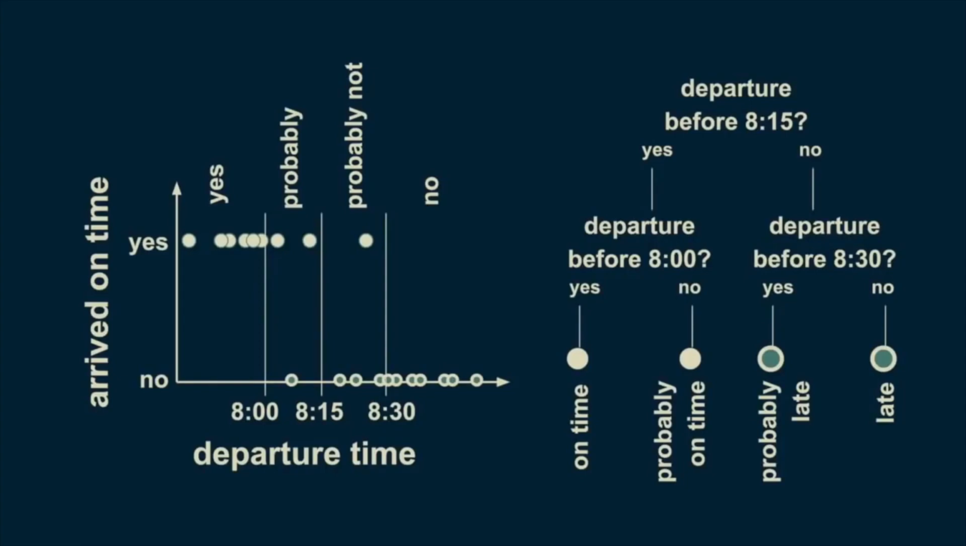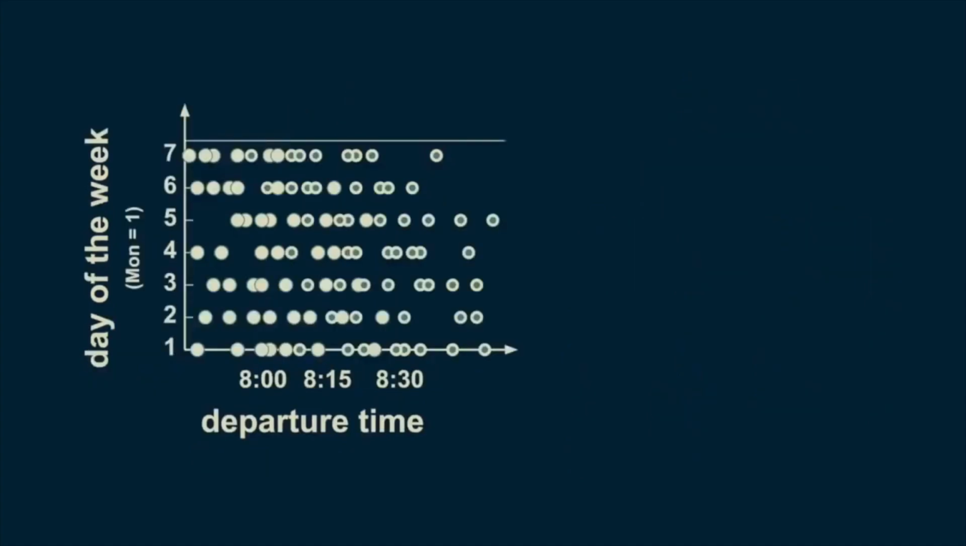We can extend this example to the case where there are two predictor variables. Consider both the departure time and the day of the week. We'll start counting at Monday equals 1, so Saturday equals 6 and Sunday equals 7. Inspecting the data, we can see that on Saturday and Sunday, the green filled donuts, representing being late, extend further to the left. This means that leaving at 8:10 is probably sufficient to get you to work on time on a weekday, but probably not on the weekend.